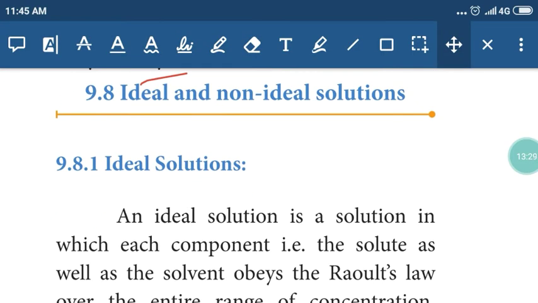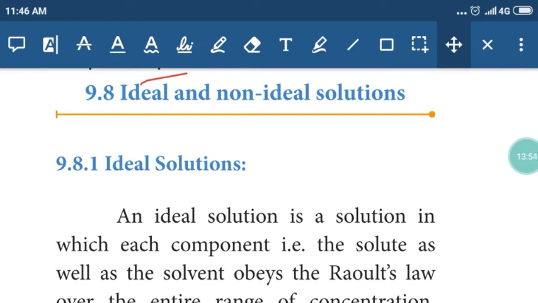So with this we complete Henry's law and Raoult's law. We have taken three types of solutions in total: gas and liquid, Henry's law; liquid and liquid, Raoult's law; non-volatile solid and volatile liquid, Raoult's law. So three types of solutions with their respective laws we have completed. Next we move into solutions.